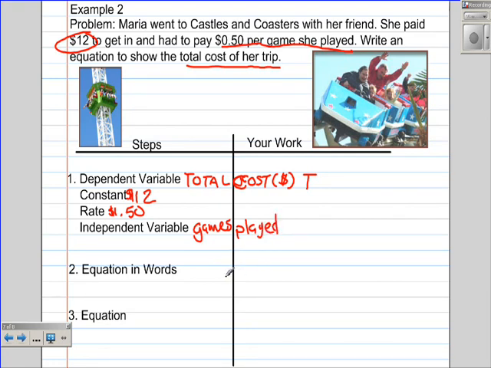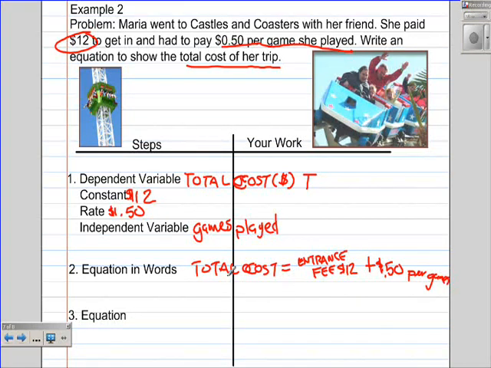So once again, I'm going to write this out in words now. I want to make sure that I get my equation in words. So I'm going to say that the total cost is equal to my entrance fee, which was the $12, plus the 50 cents per game that it cost me to play the games.